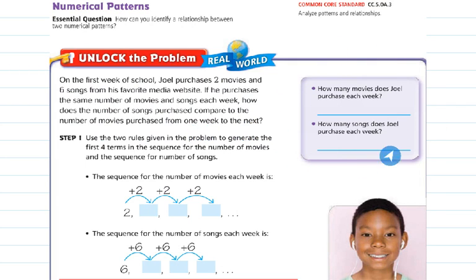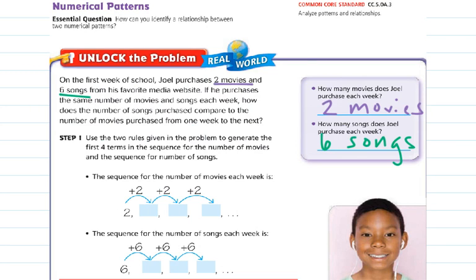So over here on the side, we have several questions that we need to answer. First, it says, how many movies does Joel purchase each week? If we go back into the problem, we can see it's 2. So we're going to write down 2 movies. Second question is, how many songs does Joel purchase each week? We go back in the problem, and we see it's 6 songs. So we're going to write down 6 songs.